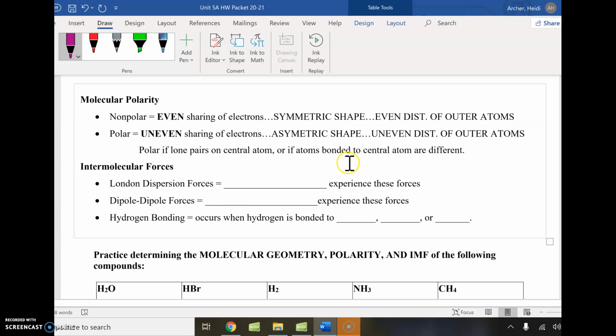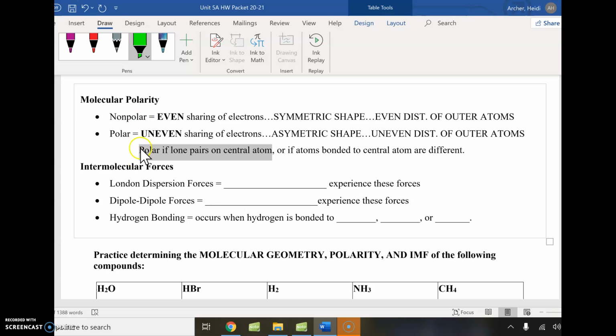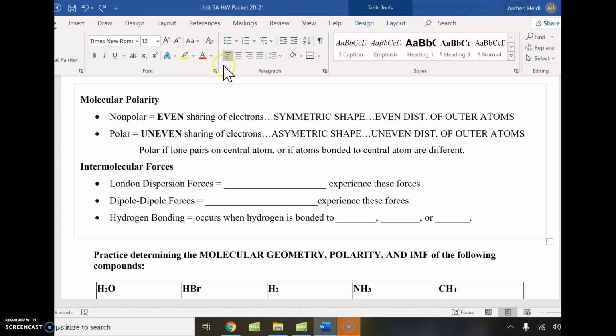So this little note underneath here tells us that it's polar if there are lone pairs on the central atom. That's a little bit wiggly there. Sorry. Let me erase that because that did not come out very well for you guys. Let's try this. So again, it's polar if there are lone pairs on that central atom, okay?